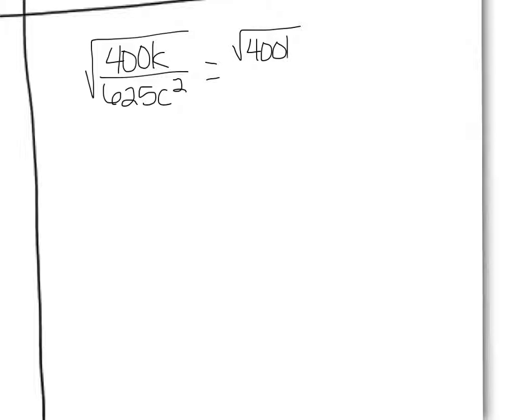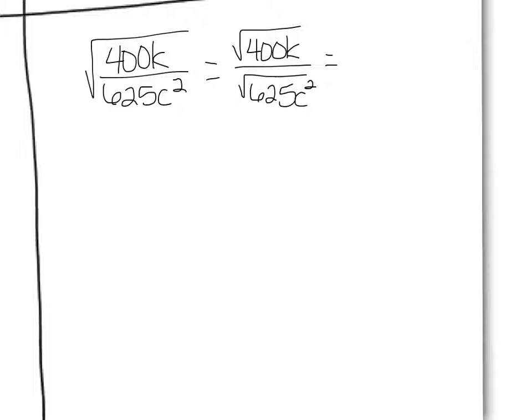Let's look at the square root of 400k over 625c squared. Remember, the square root of a division problem means I can take the square root of the numerator over the square root of the denominator. Now before you start caking numbers, I would check out your perfect square chart, because hopefully you notice that 400 is a perfect square. The square root of 400 is actually 20.